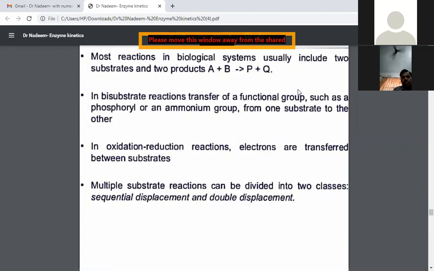There are two types of these multiple substrate reactions. They are sequential displacement and double displacement.